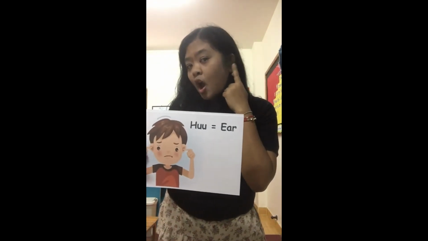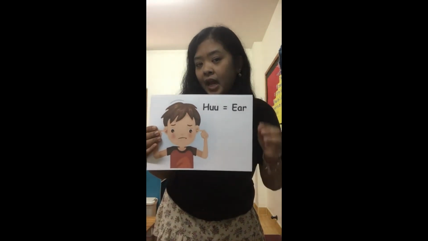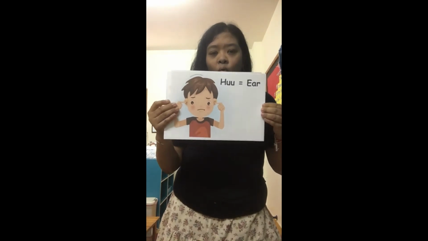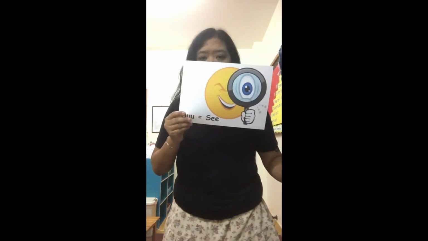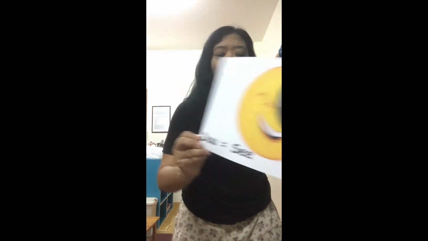Hu means your ear. Hu mai di. Hu mai di means your ear cannot hear, right? So then du means see. Okay, one more time.